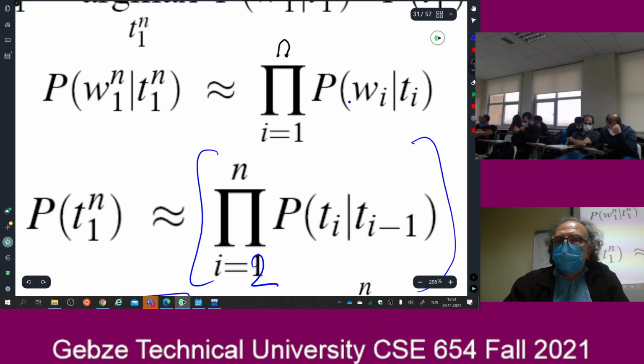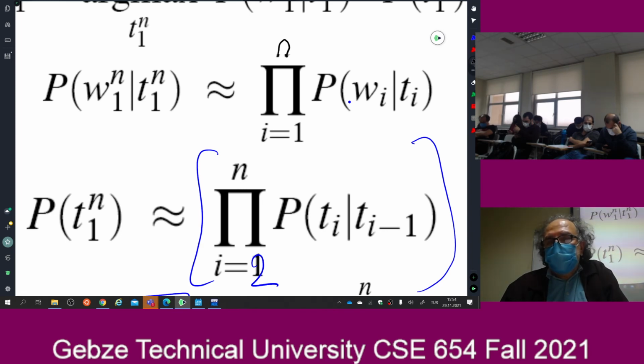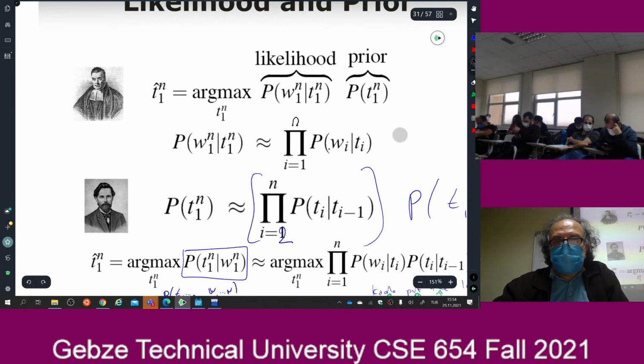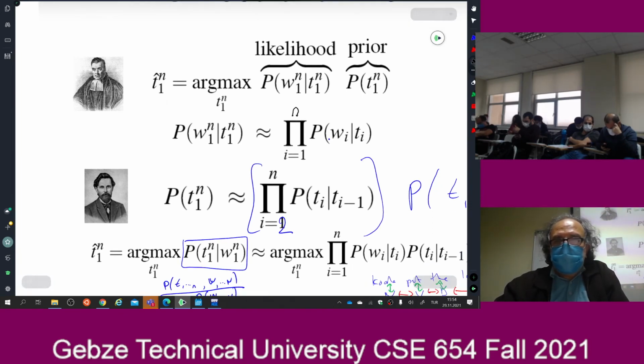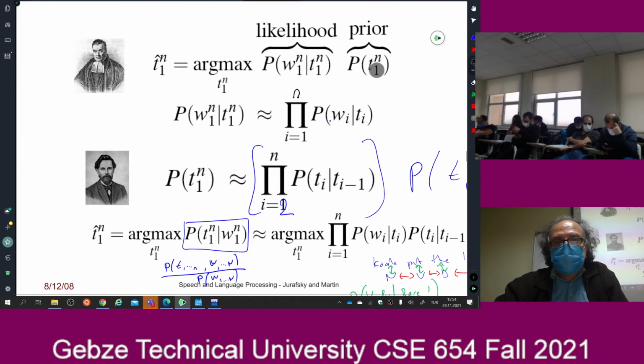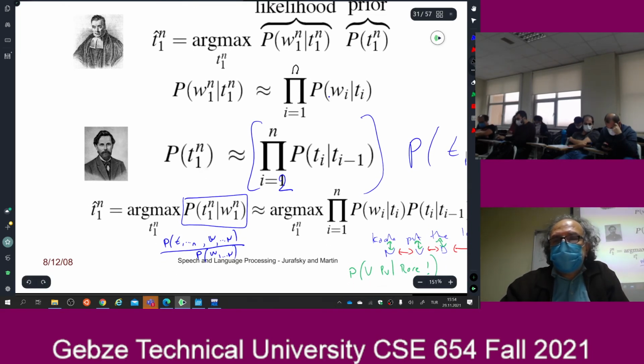So this one loses the order. This one just measures, given tag, what is the probability, given verb, what is the probability of read. So this one loses the sequence information, but the sequence information will come from the other part. This one has the sequence information. And for the sequence information, we are going to use this Markov assumption again.